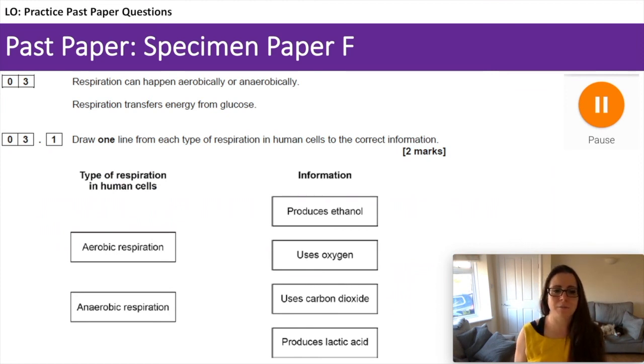Okay, respiration can happen aerobically or anaerobically. Respiration transfers energy from glucose. Draw one line. Even though there's 4 boxes there, one line from each type of respiration in human cells to the correct information. Now, if you've read ahead and you've looked at anaerobic respiration in yeast cells, there may be another answer jumping out at you. But the question is asking you about human cells. Pause the video if you want some more time.